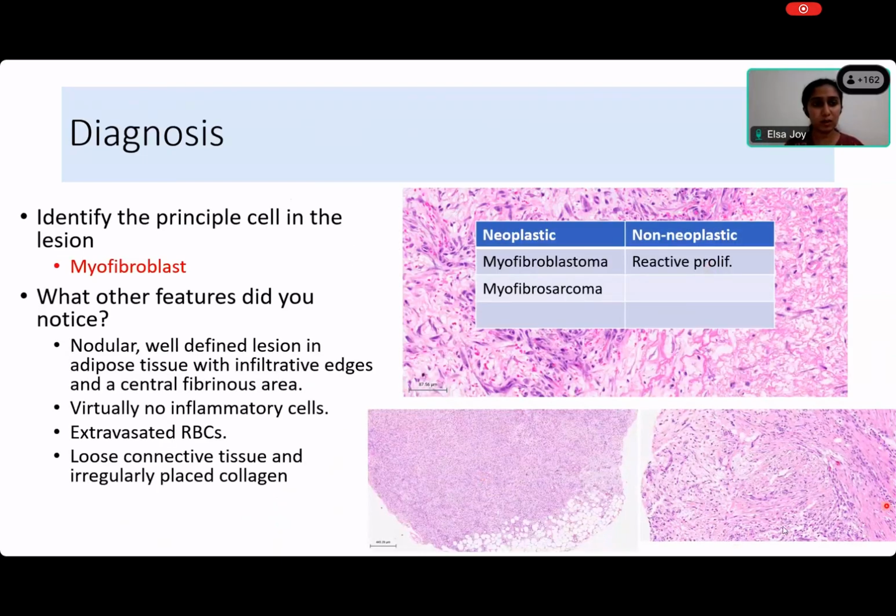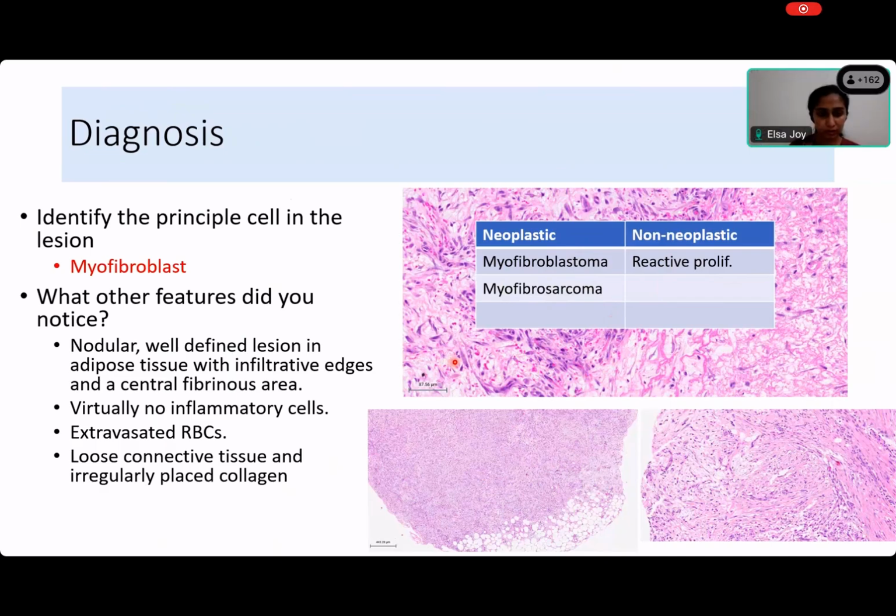If it is non-neoplastic, then we have to assume that it is a reactive proliferation. If it is neoplastic, we have to call it some name, like myofibroblastoma or myofibrosarcoma. But you used a term and you were absolutely right. And how did you come to this diagnosis, Elsa? Would you like to tell us? What did you use to come to this diagnosis, which was excellent? I've given you all the features over here. So what features did you use to reach this diagnosis?